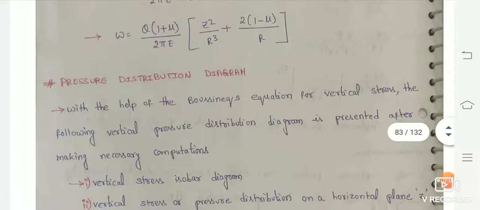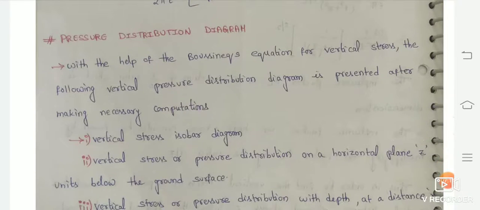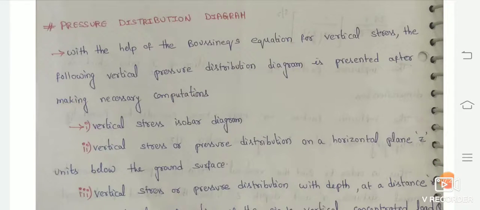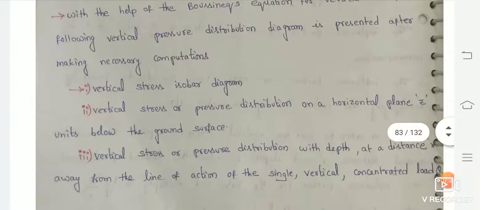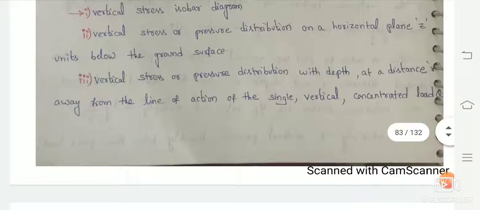Next we will see the pressure distribution diagram. As we all know, this pressure distribution diagram gives the vertical pressures, which are majorly necessary for stress distribution. For the vertical stress distribution, the first one is the isobar diagram and the second one is the horizontal plane. As we take the horizontal plane distribution, the depth z below the surface is also taken into consideration. The third one is the pressure distribution in the vertical direction only, vertical stress only, at a distance on the line, where a single concentrated load is taken into consideration.